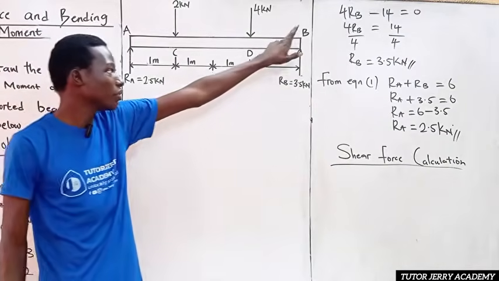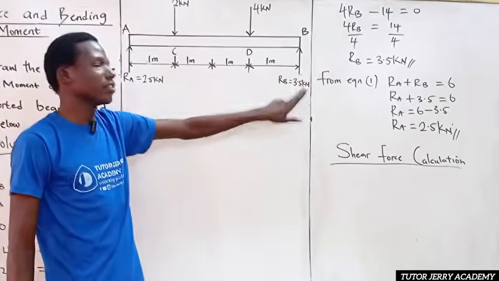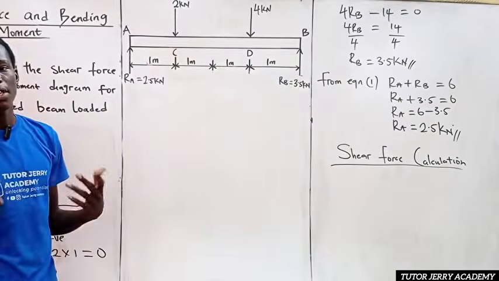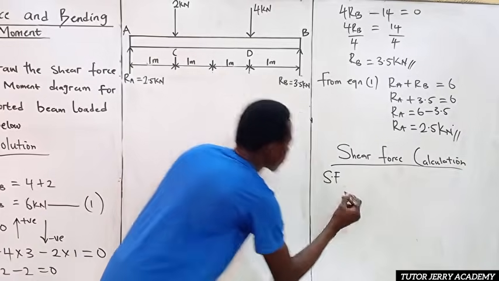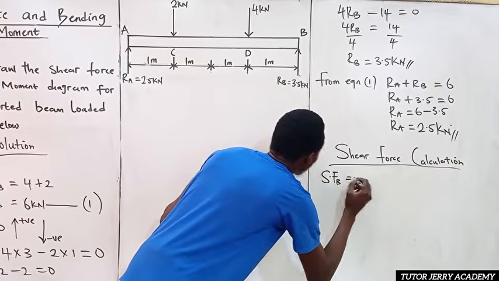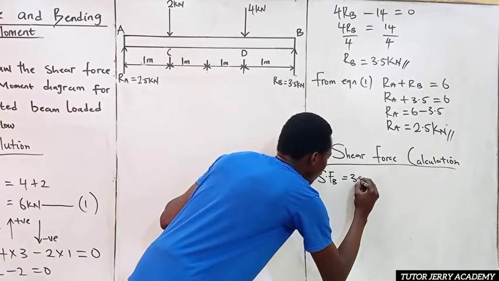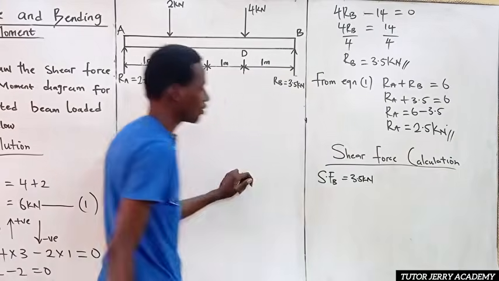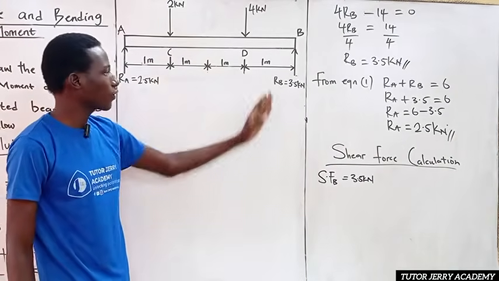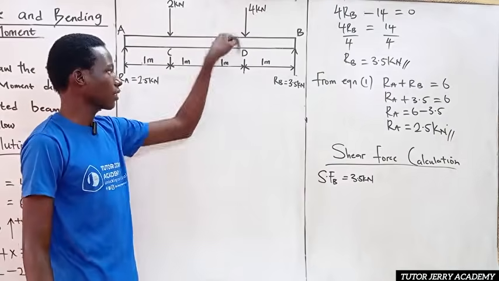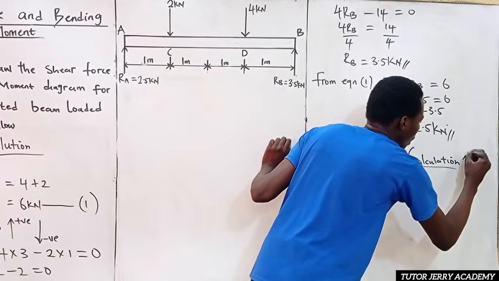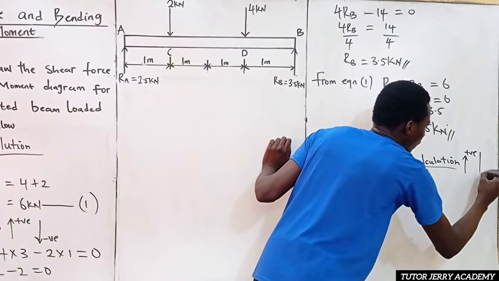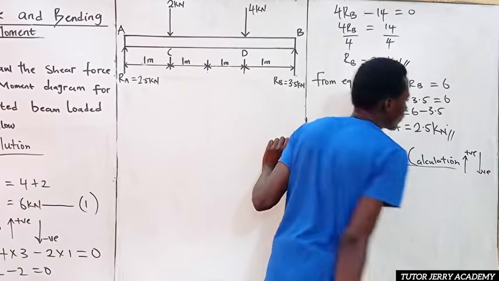So our shear force at point B will be equal to the reaction at point B, which is nothing but 3.5 kilonewton. S.F. subscript B will be equal to 3.5 kilonewton. Now for this, we are going to be considering upward forces to be positive and downward forces to be negative. So let me put this here so that we don't forget.